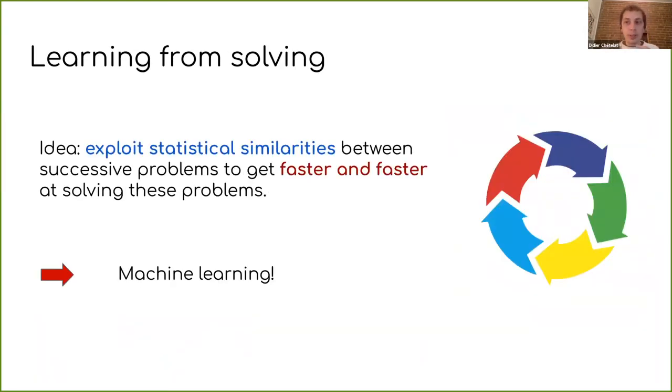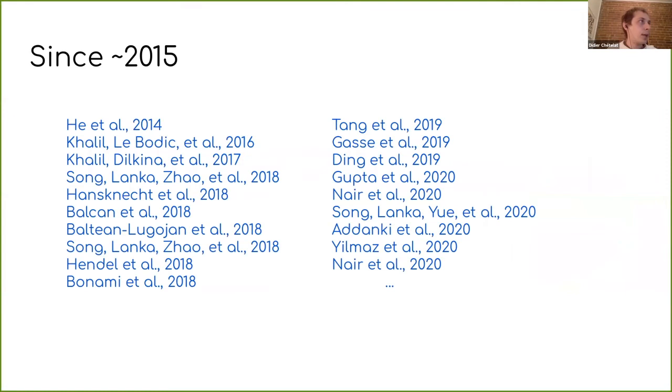So here's an idea that's maybe smarter that you could do. Maybe try to exploit statistical similarities between the successive problems so that you get faster and faster at solving these problems. And how do you do that? Maybe with machine learning. So that's the core idea. Okay, and that has motivated a lot of research.